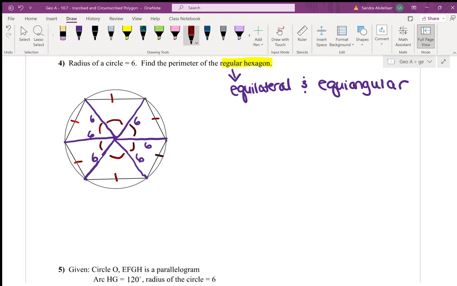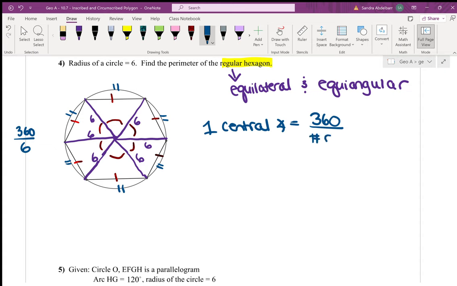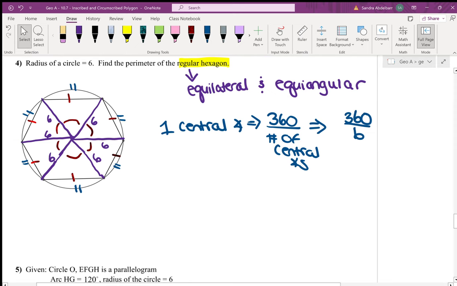If all those central angles are congruent, how would I find just one central angle? AJ? 360 divided by 6. You got it, because remember, guys, if the central angles are congruent, then all these arcs are congruent. How many arcs? 6 arcs. And isn't a full circle 360 degrees? So what are we going to do? 360 divided by 6. So one central angle will equal 360 divided by the number of central angles. So in this scenario, it's going to be 360 divided by 6, which is 60 degrees.